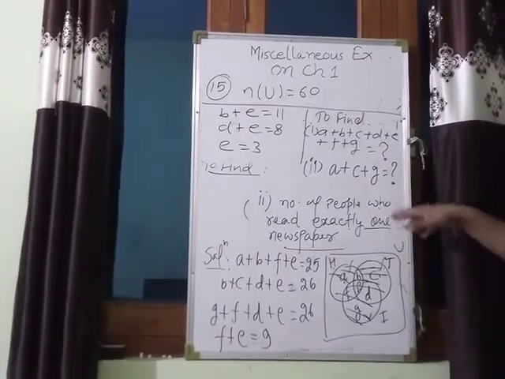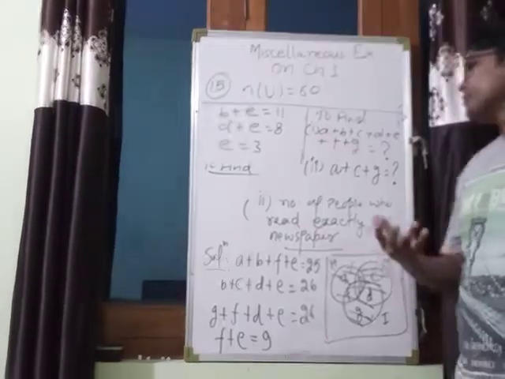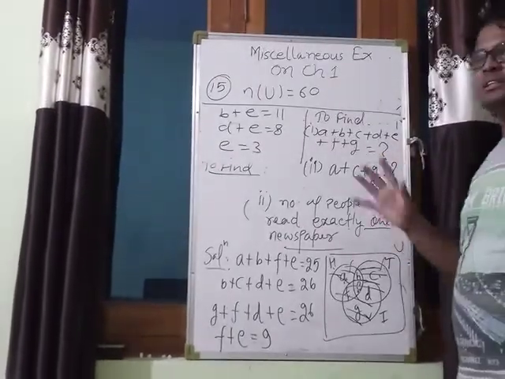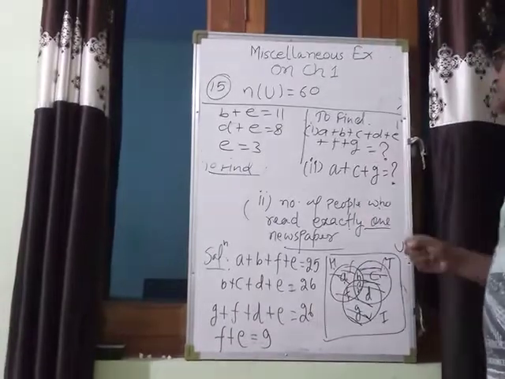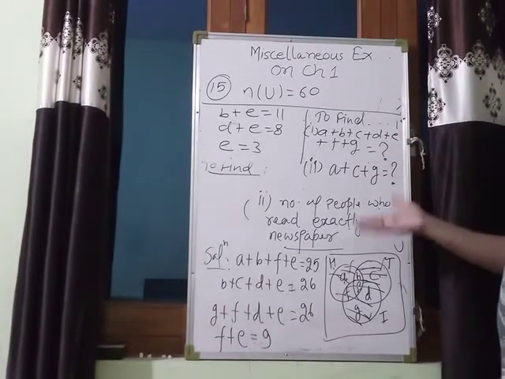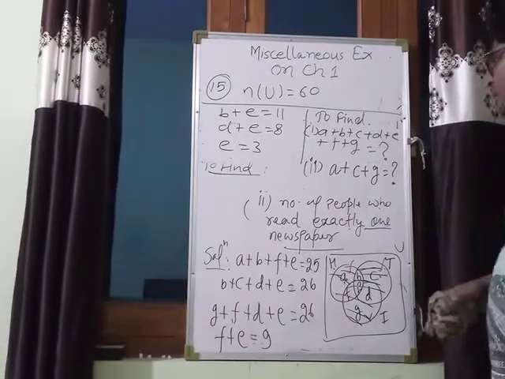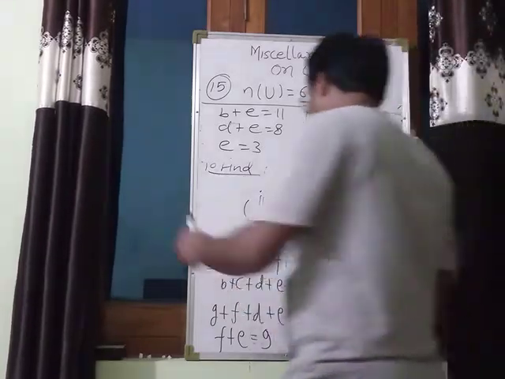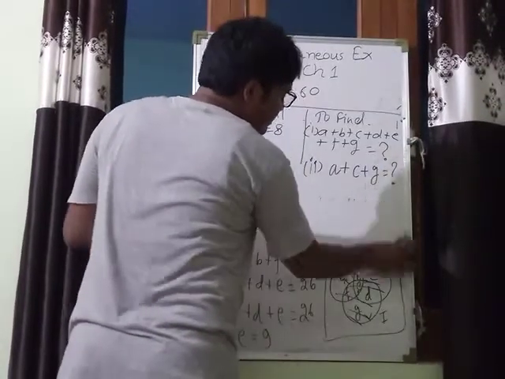So see, if we somehow find the values of A, B, C, D, E, F, G and put them here and here, we will get our answers. So I am going to find that out. That is very easy.